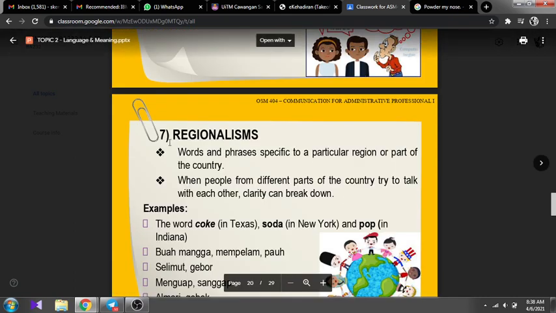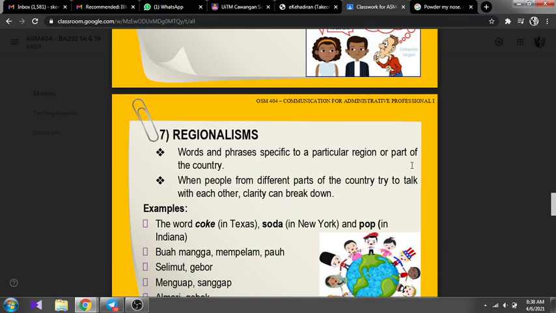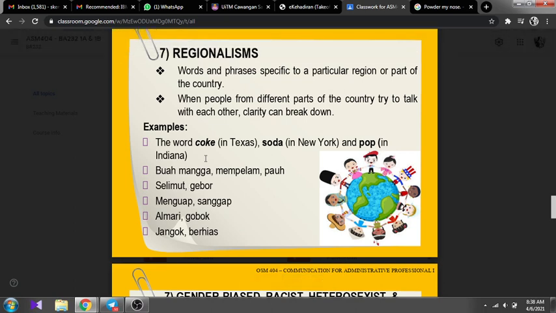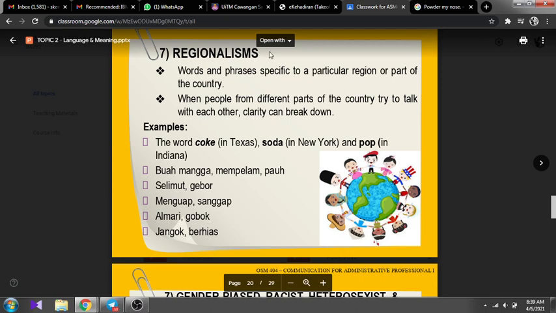Okay. Also we have regionalism. Words and phrases specific to a particular region or part of the country. So when people from different parts of the country try to talk with each other, clarity can break down. Some examples are the word Coke in Texas, soda in New York, and pop in Indiana. Different regions call things by different words. Senimut gebor, I think gebor is what Johor calls it. Menguap sangap. Almari gobok, gobok is also Johor, I think. Jangok berhias, especially in Sarawak, lawa. If you say lawa here, what do they call it, sombong. If you say lawa in Semenanjung, it means cantik. Okay. It's different. Based on regionalism, you have to experience it or take notes on it before you use the words.